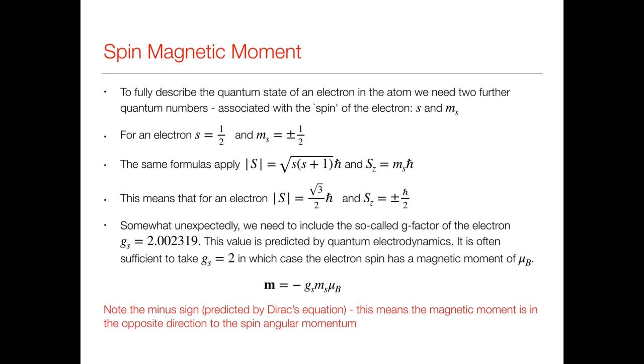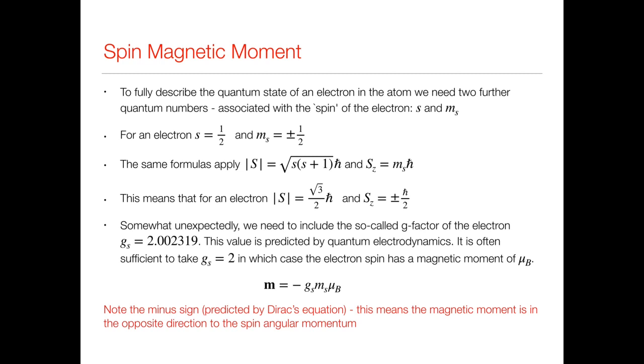So for an electron, we have two quantum numbers. We have S. However, for an electron, that's fixed. This wouldn't be the case for nuclei. Nuclei have spin as well, and they can have spin 3 halves, 5 halves, 7 halves, all sorts of different things. There it's a little more complicated, but for electrons, S is fixed to a half, so we often don't bother talking about the S quantum number. But the M_S quantum number, the projection onto an axis, is simply plus or minus a half. And the same formulas apply.